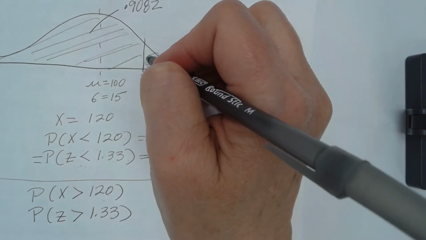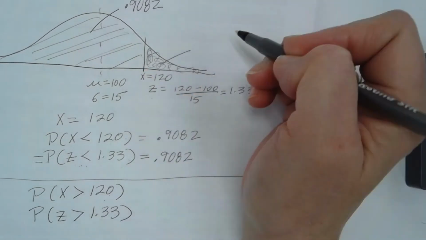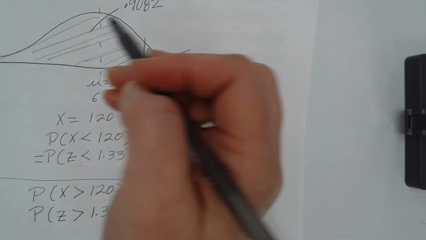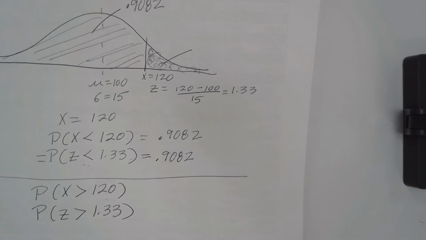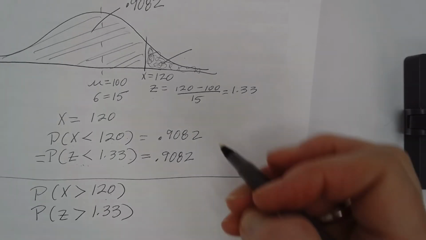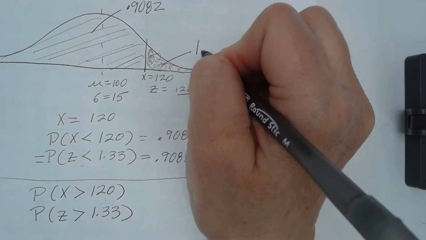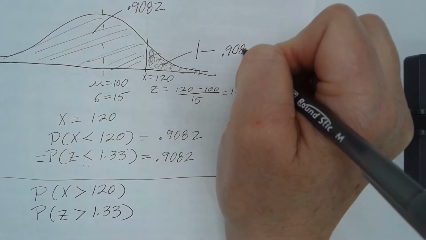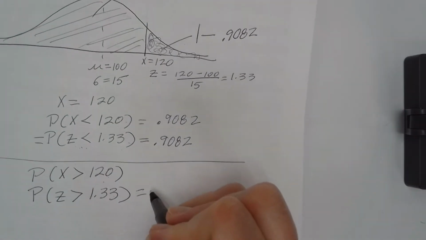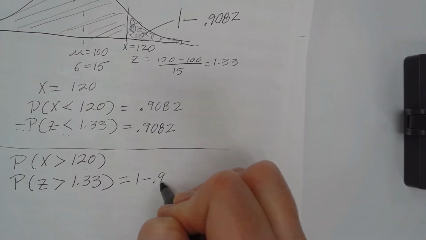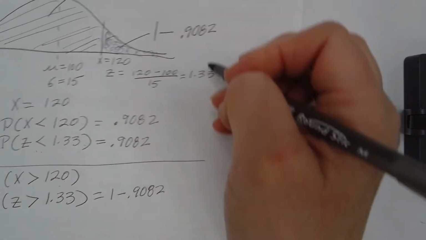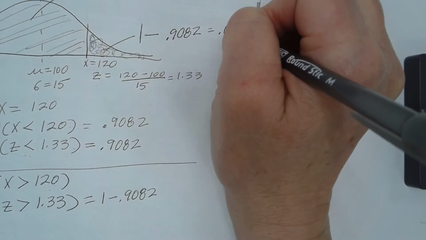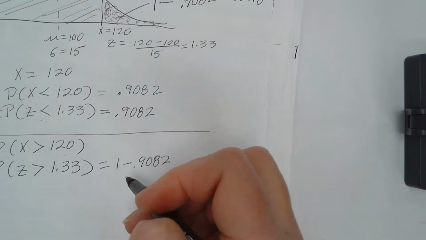So if I want to know this area, I'll shade it differently. If I want to know that area, how do I find that if all I know from the table is the area to the left? Subtract it from 1. 1 minus 0.9082. So what does that equal? 0.0918. Okay.